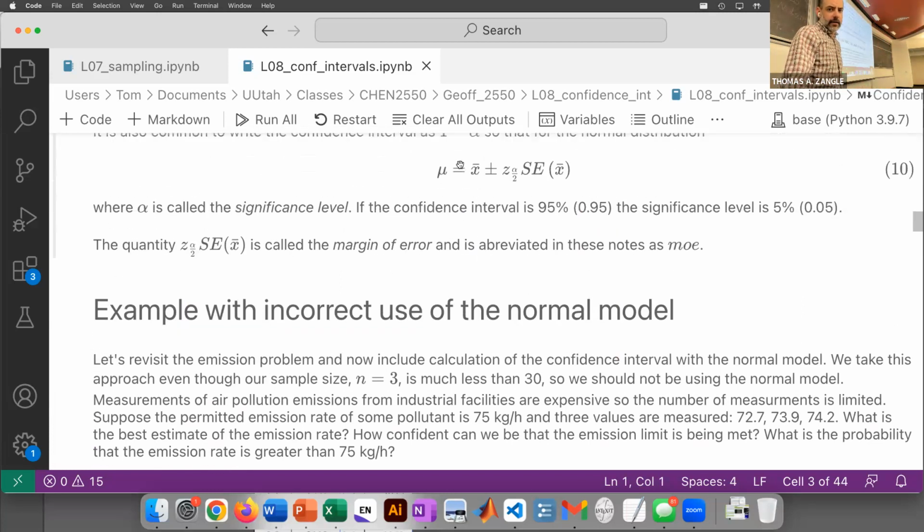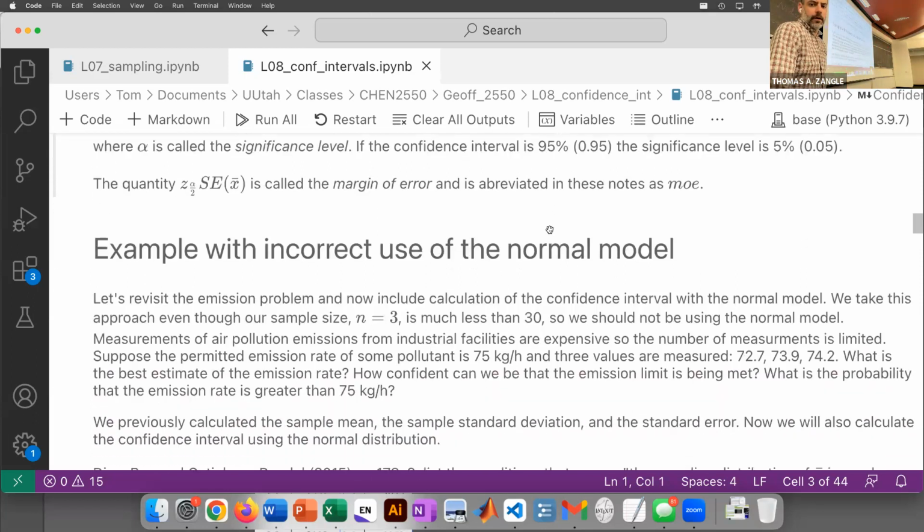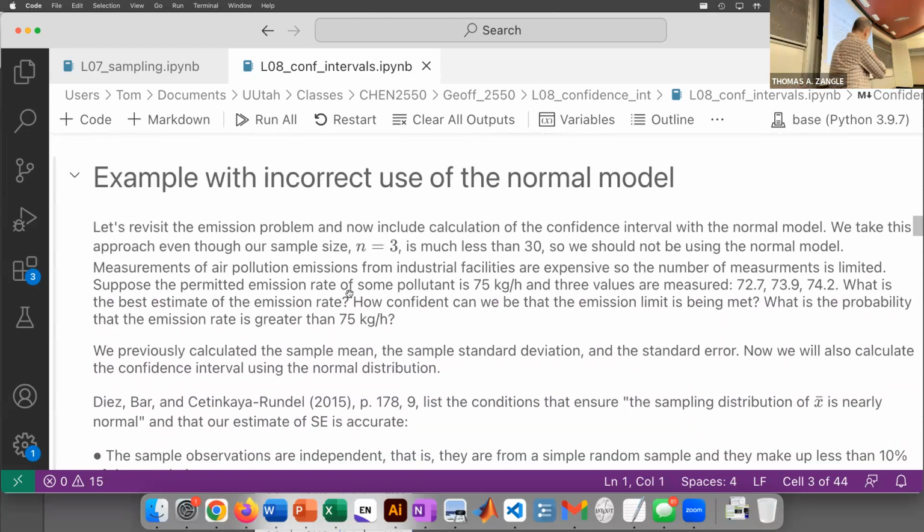So we'd often write our data as the mean, right? We would say that for data where the mean values satisfy the normal distribution, so for n greater than 30, we often express our confidence interval on the true population mean as the sample mean plus or minus the z-score times the standard error.